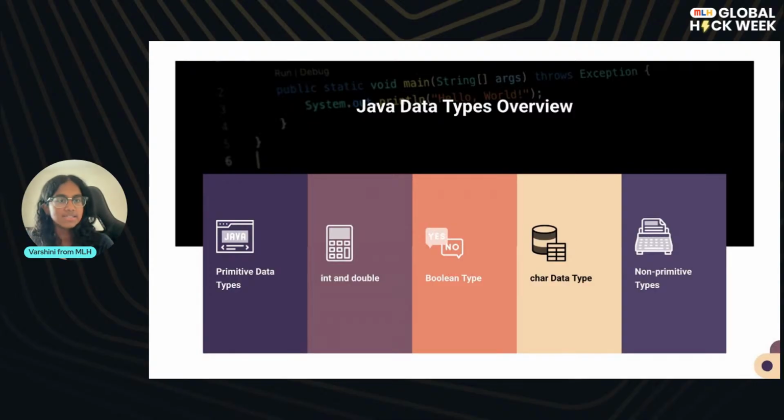For int, the size is 4 bytes, and int is an integer number. An example of an int is 42, or 50, 60, something like that. And then we've got doubles. Doubles have a size of 8 bytes, and doubles are decimal numbers. Think about pi, like 3.14, 3.15, things like that.